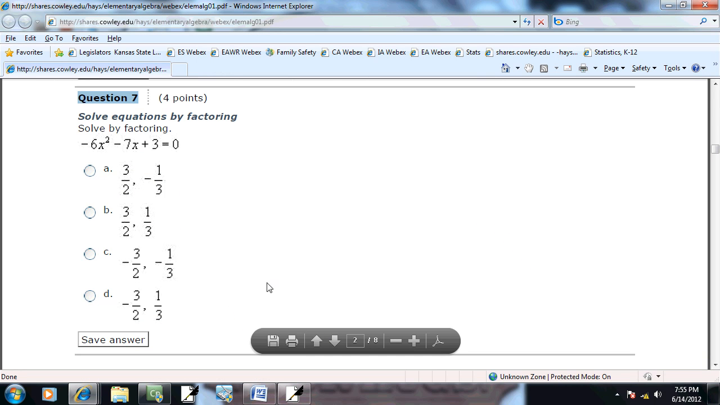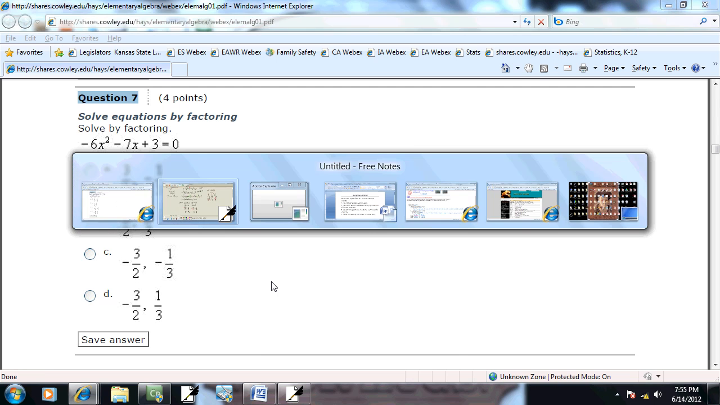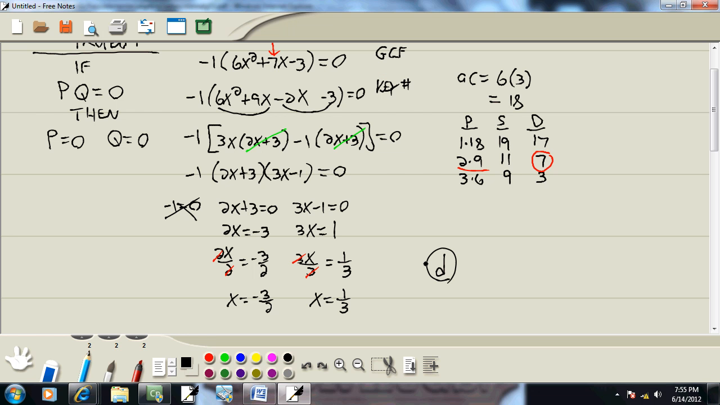Negative 3/2 and 1/3. Looks like D is in David. And that's our answer.